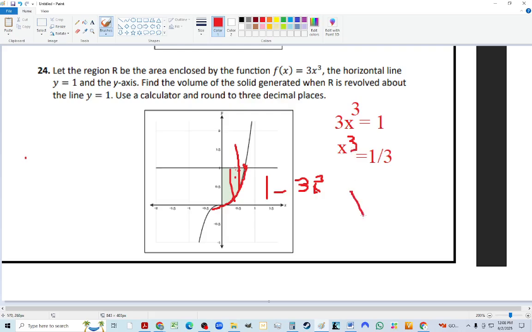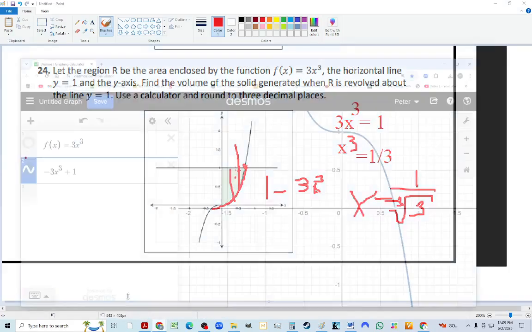We take the cube root of that. The cube root rule, or any square root rule, means I'm allowed to take the cube root of anything being divided, the cube root of 1 to the cube root of 3. The cube root of 1 is just 1. So that means this intercepts at 1 over the cube root of 3, when x is 1 over the cube root of 3. This is also proven with Desmos.